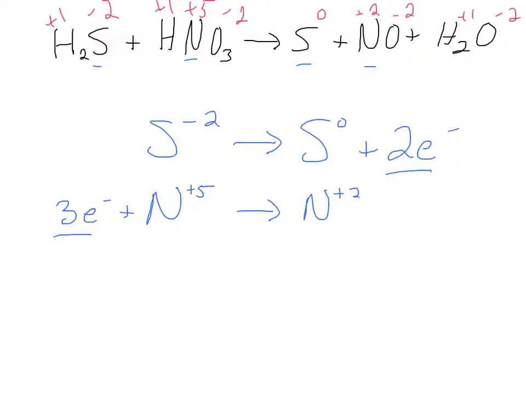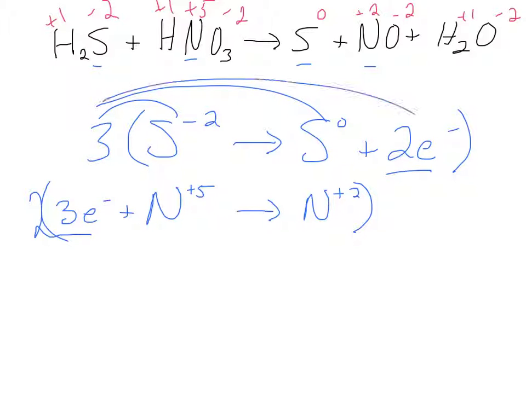The least common multiple of 2 and 3 is 6, which means I need to multiply the first reaction by 3 and the second reaction by 2. So again, this 3 is going to distribute to everything in there, which means I need to have 3 sulfurs. So on the left, the sulfur is part of H2S, so I need to put a 3 in front of that. And on the product side, it's the S0, so I need 3 sulfur atoms there.